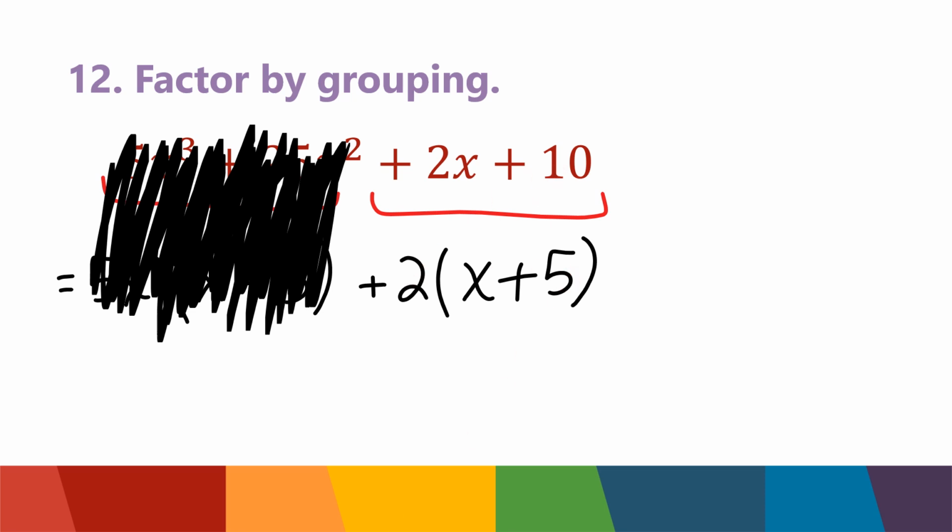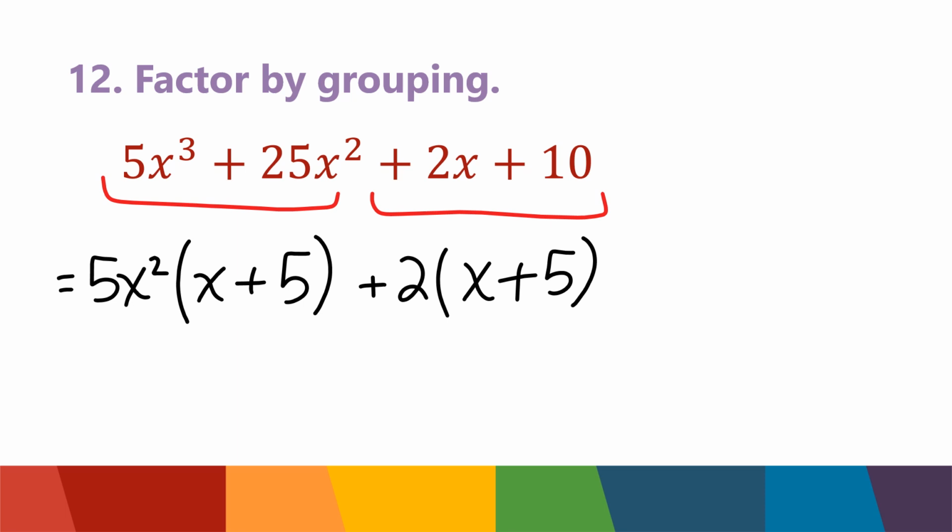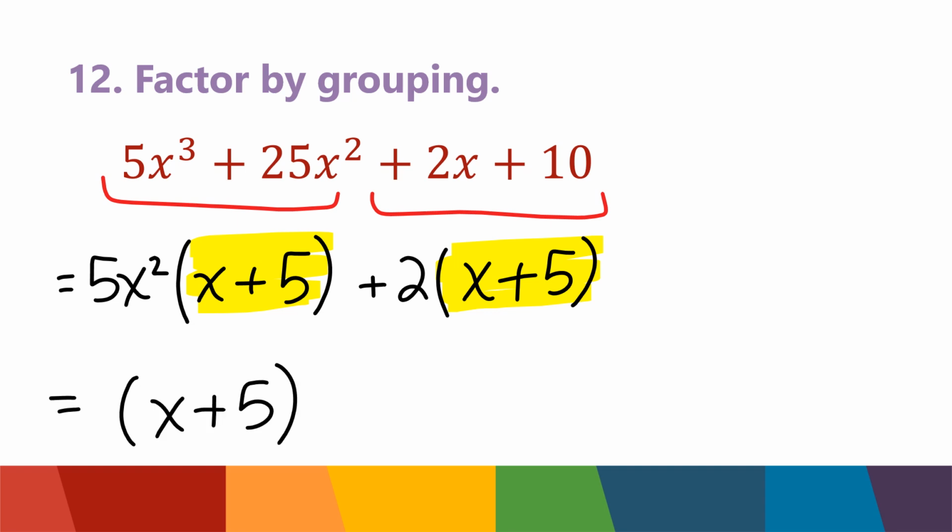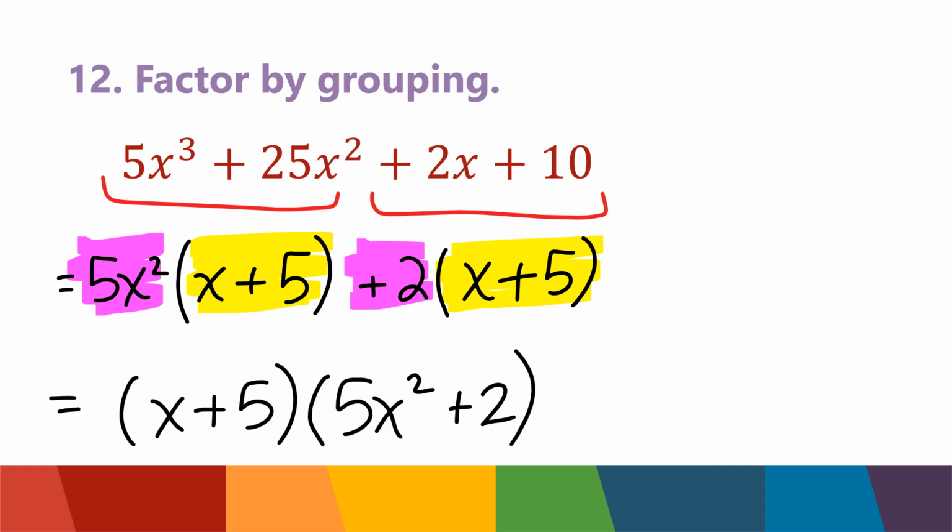All right, so now we look at everything as a whole, and we're supposed to make sure that the expressions inside the parentheses match. And they do. They both are x plus 5. So now that's considered a common factor. Each one of these expressions is being multiplied by x plus 5, so it is considered a common factor. That piece goes out front. In the second set of parentheses, I'm going to put the leftover stuff, what's left over aside from the x plus 5. So that's 5x squared plus 2.